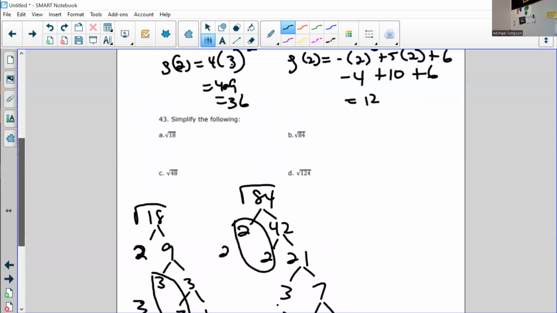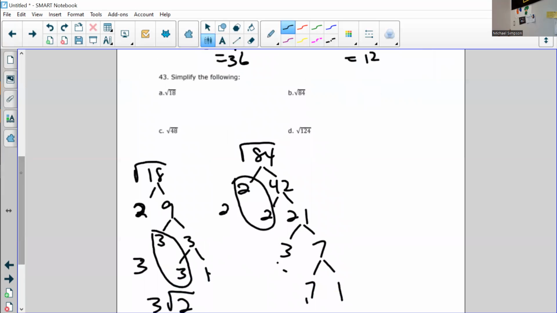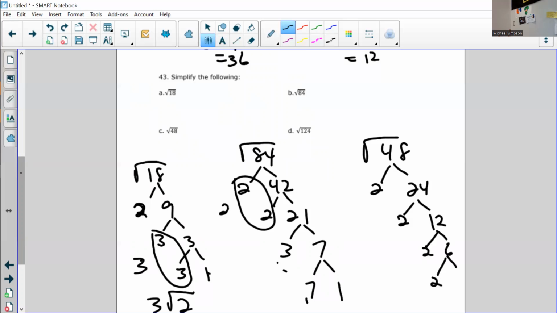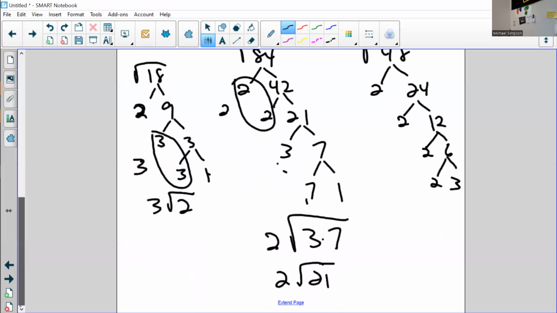Okay, that was B. Let's try C, which is radical 48. Divide this by 2, that gives me 24. Divide that by 2, that gives me 12. Divide that by 2, that gives me 6. Divide that by 2, that gives me 3. And then divide this by 3, it gives me 1.